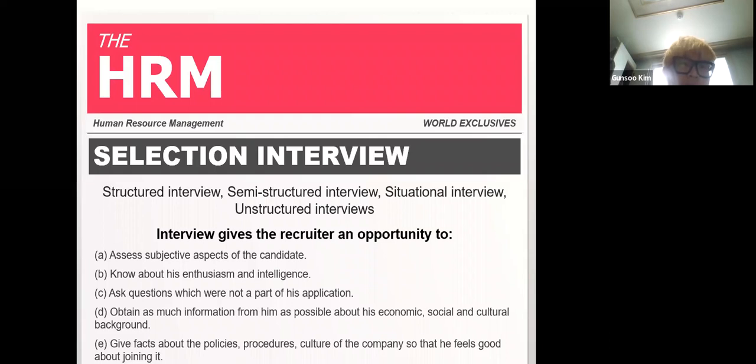And semi-structured interview is where the interviewer prepares the major questions in advance, but has the flexibility to use techniques such as probing to help assess the applicant's strengths and weaknesses. Situational interview uses projective techniques to put the prospective employee in action situations that might be encountered on the job. An unstructured interview is an interview conducted without a predetermined checklist of questions. They use open-ended questions and provide a more relaxed atmosphere.